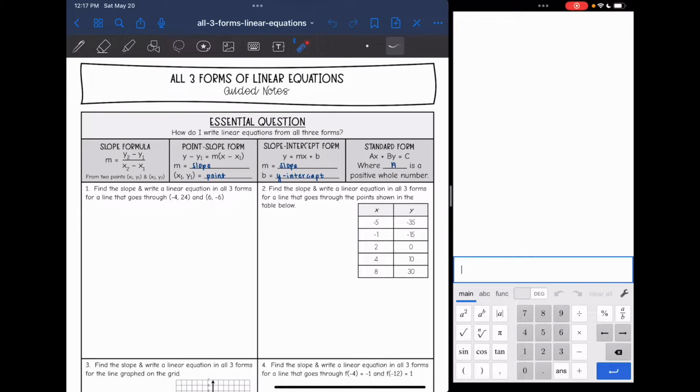Hey guys, today we're going to answer the question, how do I write linear equations from all three forms? So the first thing you always need to write a linear equation is slope, which might require you doing slope formula or rise over run if you're on a graph.